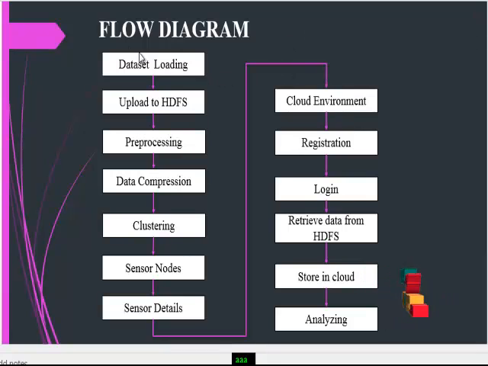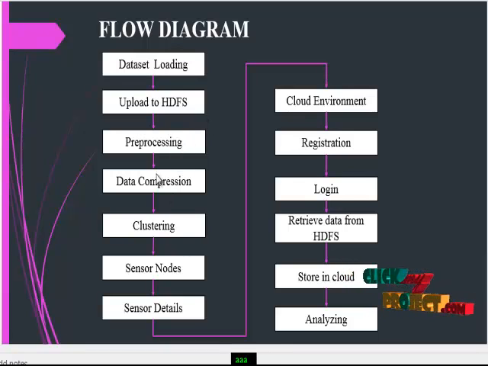The next process is to discuss our flow diagram. The first process is dataset loading. Here we can load our dataset; we use a sensor dataset. After that, we upload our dataset into HDFS. HDFS is nothing but the Hadoop Distributed File System. After uploading to HDFS, the next process is pre-processing. Pre-processing is nothing but a process where we reduce our unwanted things.